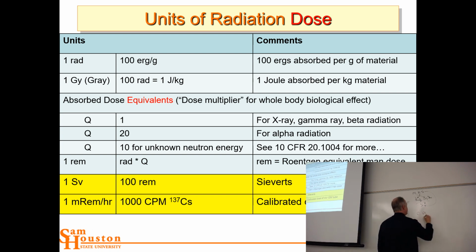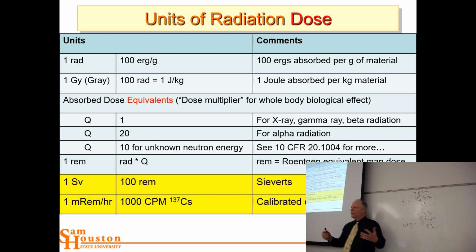CGS is another system. Okay, erg is equal to gram centimeter squared per second squared. So centimeter, gram, second. So it's the same, it's energy, okay, but it's just using as our base units centimeters and grams instead of kilograms and meters. Kind of scaled down.